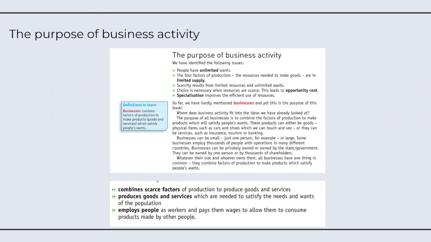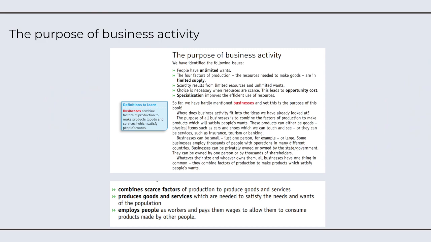So basically, the next part, the textbook is saying what the purpose of the business is, which is to combine factors of production to make products which will satisfy people's wants. And they can either be goods, physical items such as cars and shoes, which we can touch and see, or they can be services such as insurance, tourism, or banking. They can also be small, for example, just one person. That's called a sole trader business. We'll get onto that, I think in 1.2. Or it can be large.